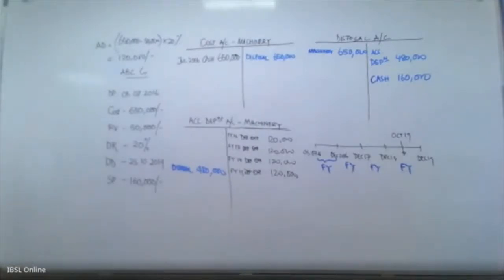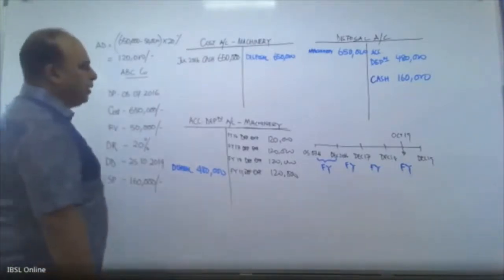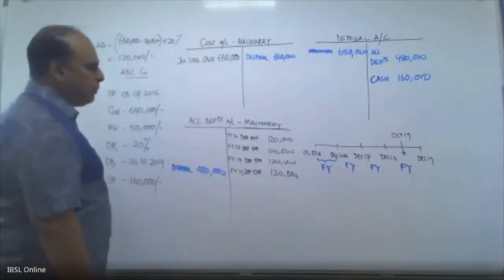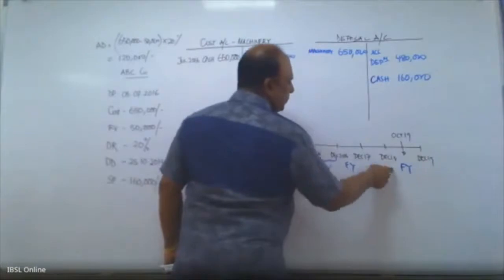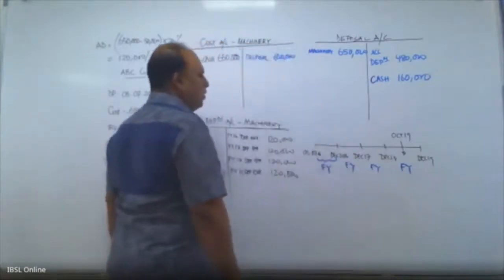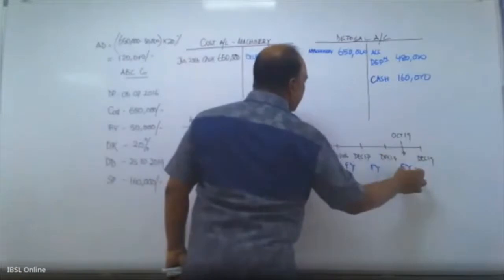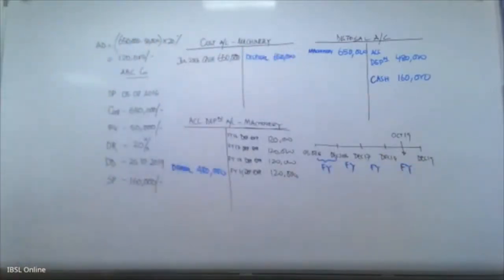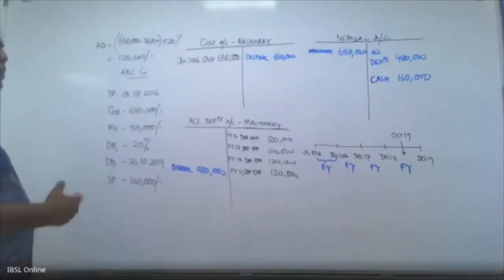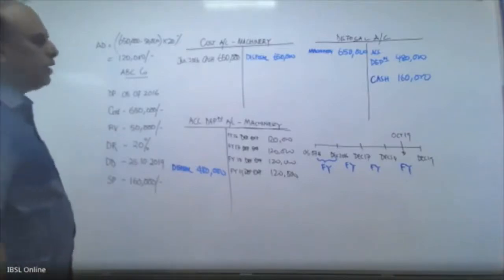Just a small point I want to mention. In the exam question, sometimes they might give you the depreciation up to December 18. So what is the depreciation for 2019? That could be the current year depreciation of this asset. So you have to be mindful. If they have not considered the depreciation for the current year, you have to provide for that, and then only you can do the disposal.